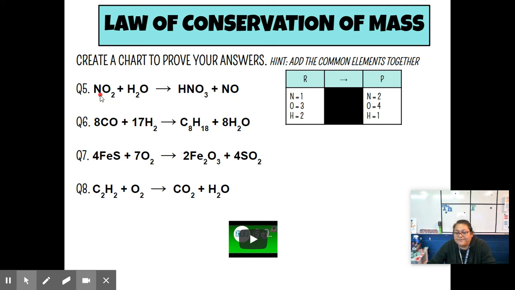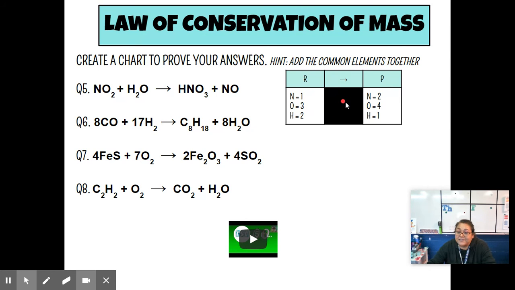So 1 nitrogen. I see 2 oxygen here, but I need to add it to this oxygen. So everything on this side of the arrow, I always have to combine if they're the same. So 2 oxygen plus 1 oxygen gives me 3 oxygen, and then these 2 hydrogen. So that's this side of the chart: 1 nitrogen, 3 oxygen, 2 hydrogen. Okay, now I go to the other side, the product side. I have 1 hydrogen, 2 nitrogen, because I have to add these 2 together because they're on the same side. These 3 oxygen plus that one is 4. So 2, 4, and 1 does not match.